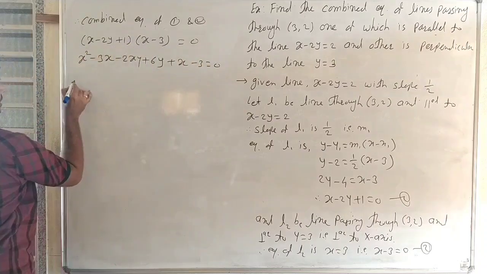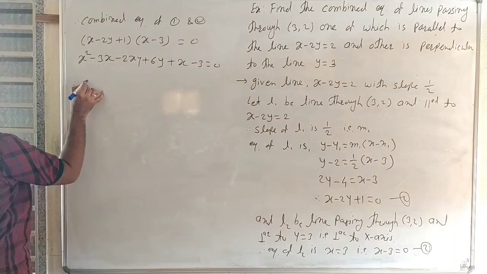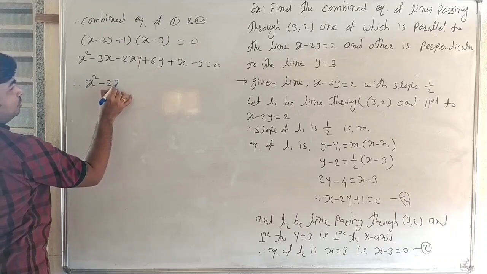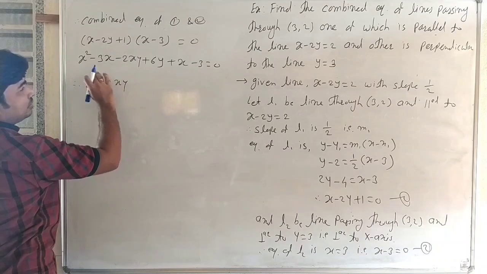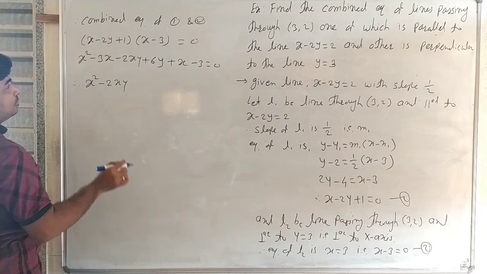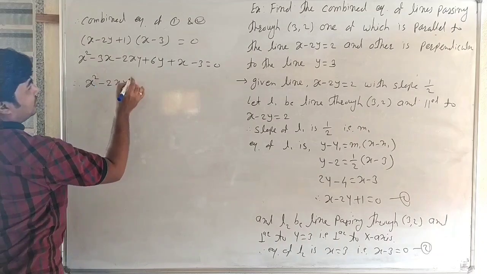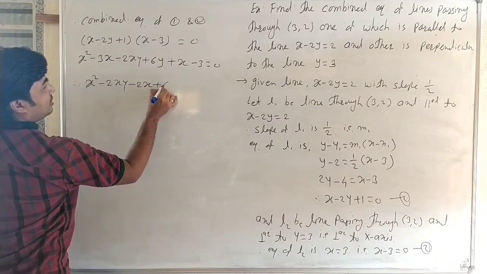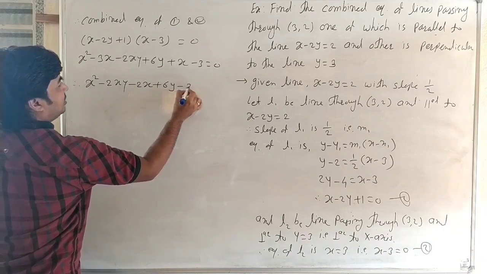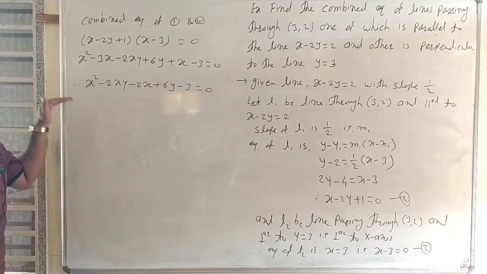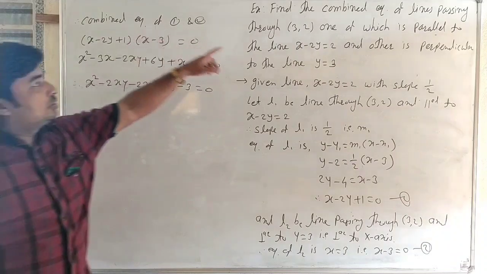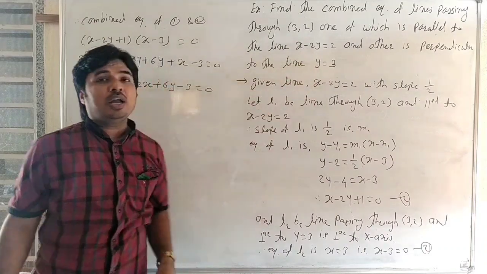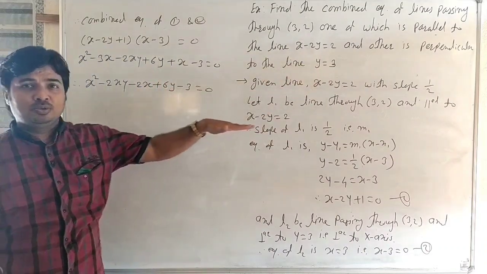It is the multiplication, and comparing with ax square plus 2hxy plus by square, here y square is absent, therefore b equal to 0. So x square minus 2xy minus 2x plus 6y minus 3 is equal to 0 is the general second degree equation, which is passing through point 3, 2, parallel to this line and perpendicular to y equal to 3.